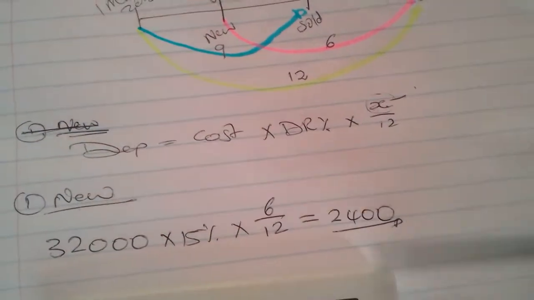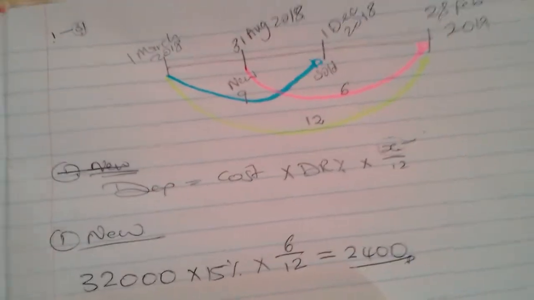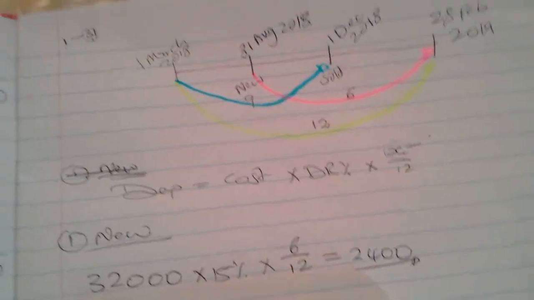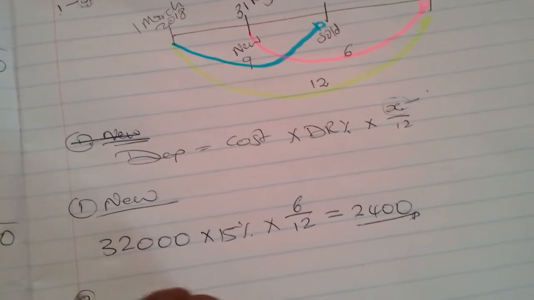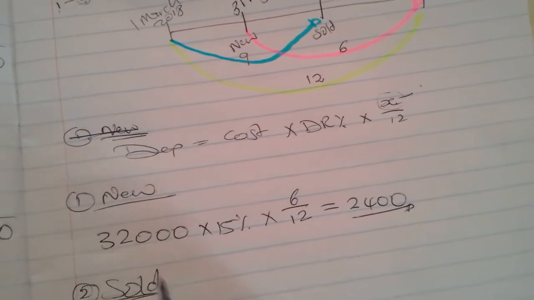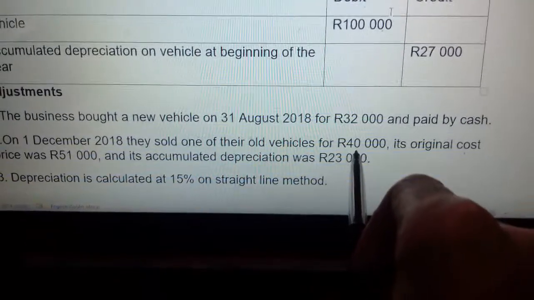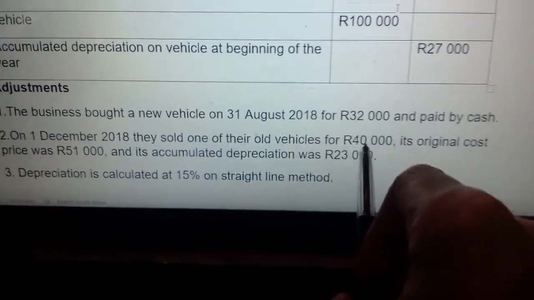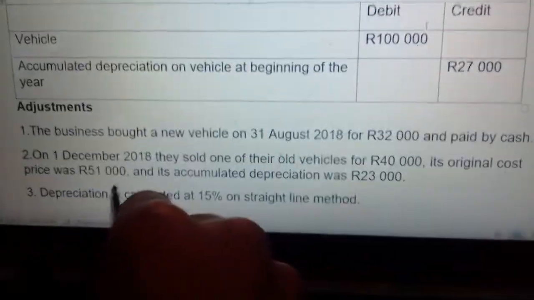So after calculating, I got 2,400 as my depreciation. And also now we can calculate depreciation for the sold asset. Number 2, sold asset. The sold asset, they said, was sold for 40,000. This is not the cost. It's just the money which they will receive. Its original cost was 51,000.